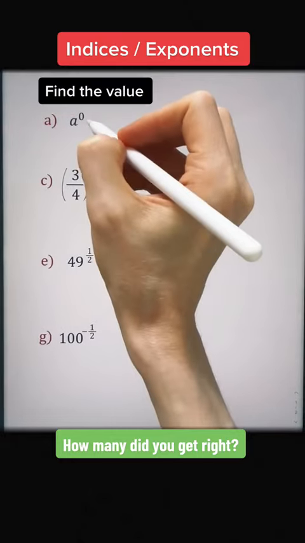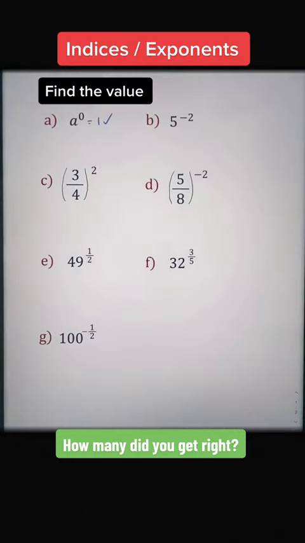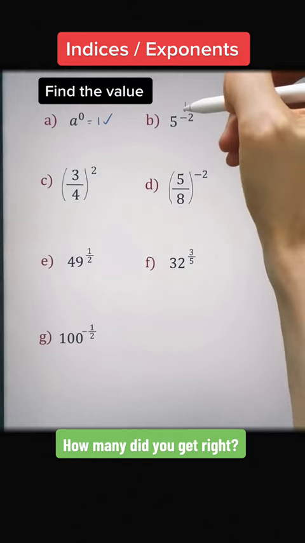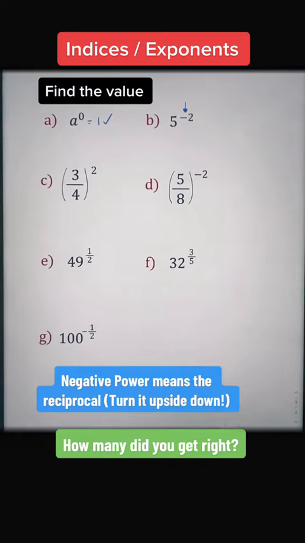Anything to the power 0 is always equal to 1. For part B, if we see a negative power, it means the reciprocal. In other words, to turn it upside down.